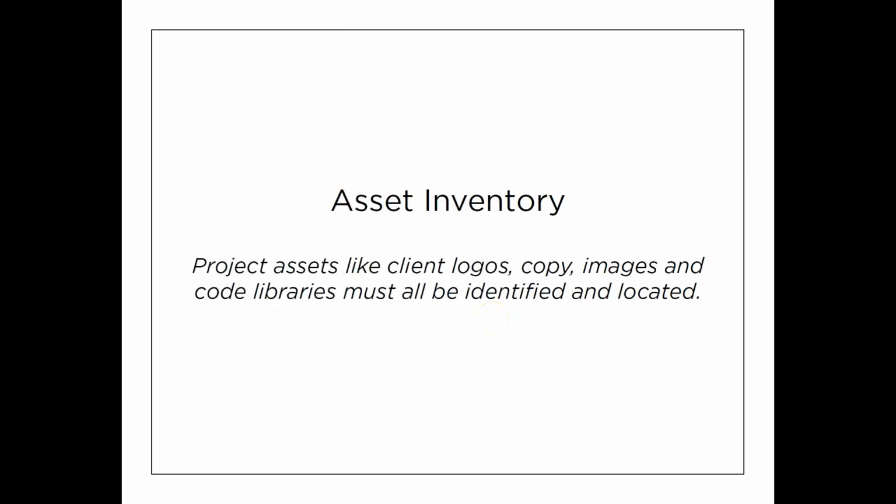All right, asset inventory. Project assets like client logo, copy, images, and code libraries must all be identified and located. All right, what is it going to use? Are we using WordPress? Are we using any other content management system? Are we building it from scratch? Is it something that they can do on Wix or Weebly or Squarespace or whatever other site programs are out there that can build sites for you? All right, what kind of assets do you have?